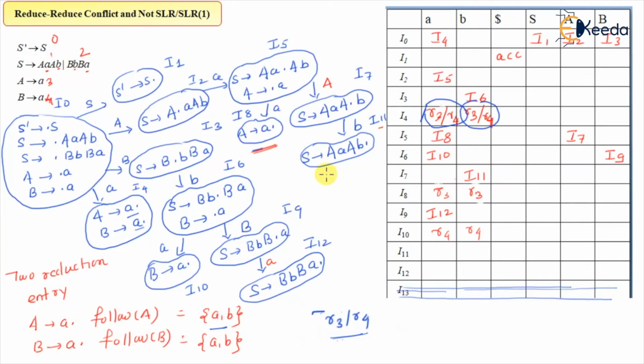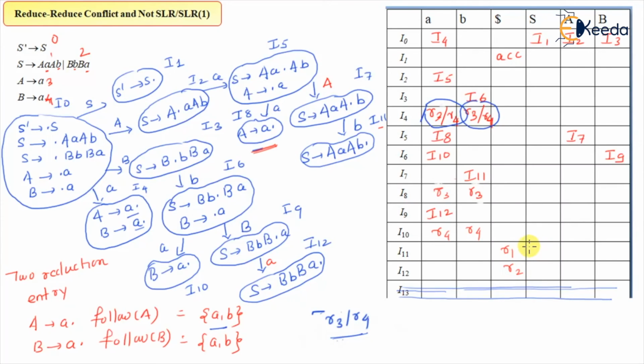I11 is a reduce entry, and follow of S will be dollar, and its number is 1, so in the dollar column I will write R1. I12 is also a reduce entry on follow of S, and its number is 2, so I will write R2.